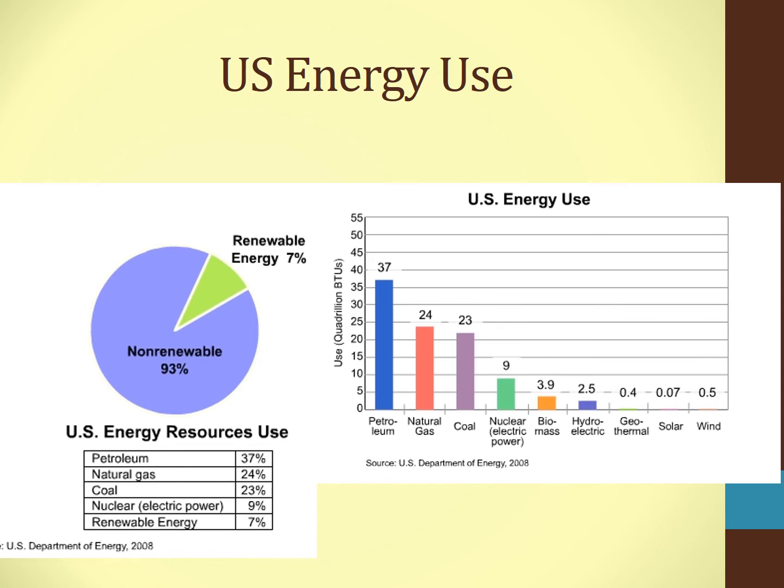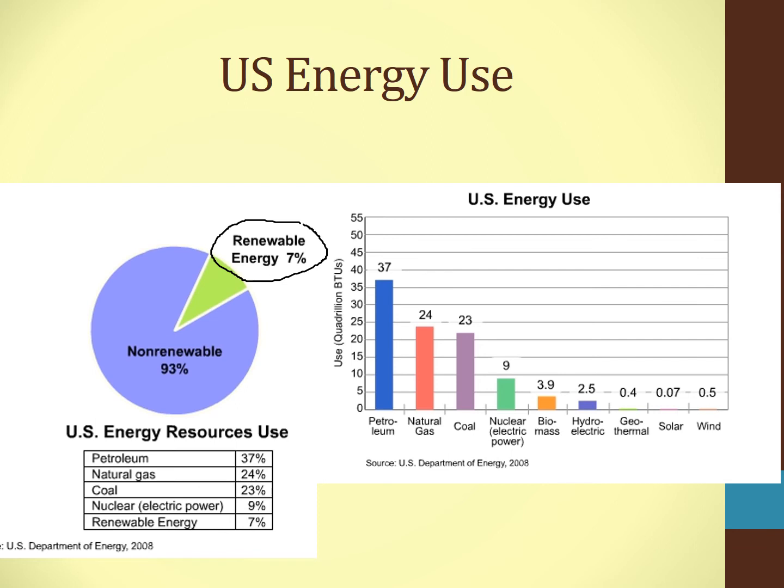So here you will see a couple of charts that you will find in your lesson. Both of these charts are showing us how the United States uses its energy. One is a pie chart on the left, and on the right you can see a bar graph. The pie chart shows that we use 93% non-renewable energy. That means once we use it, it's gone. We can't use that energy again. So the majority of United States energy use is non-renewable. We do have 7% renewable energy being used.